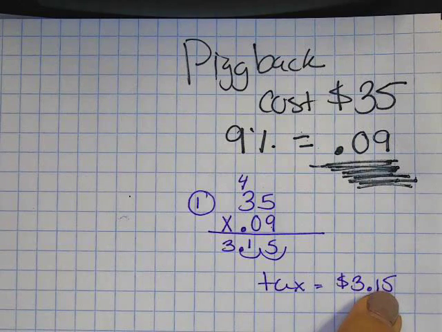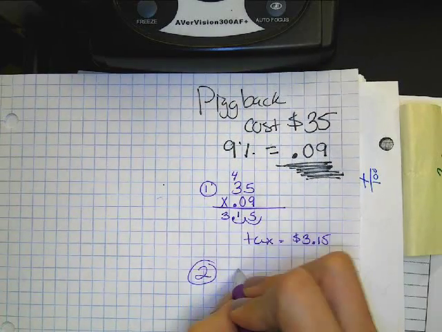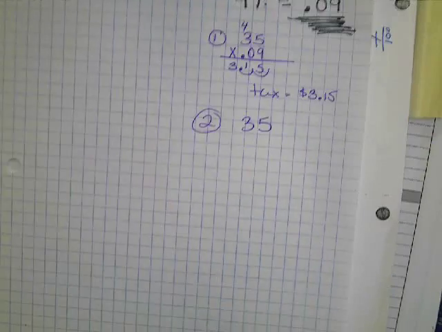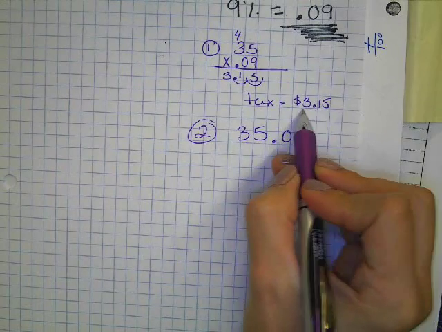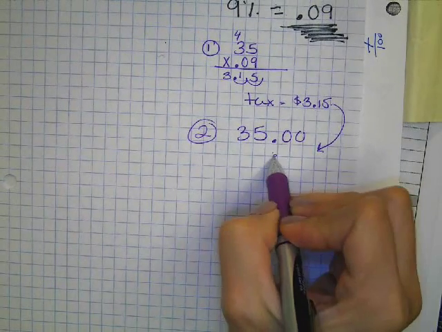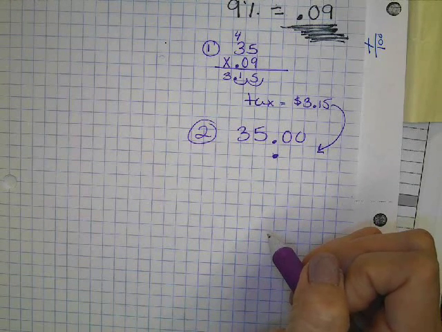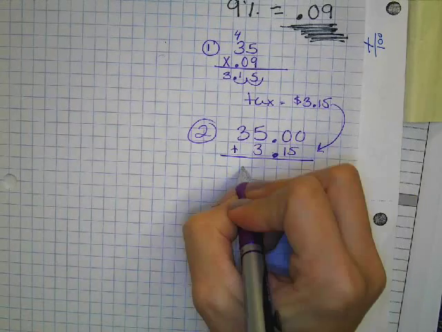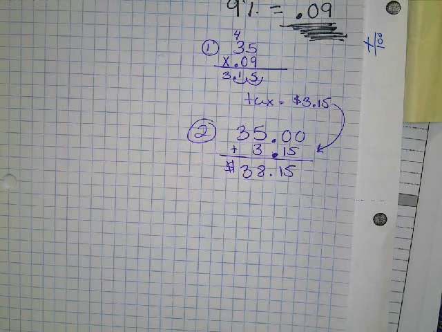$3.15. Is that less than $35? Yeah, so you're on the right track, at least in that way. So then what's your second step? 35. Now, here's where we can mess it up. Even though it's really easy, you can mess it up. Where is the decimal on 35? How many zeros should I add? Then you line up this right here, lining up the decimal, just like so. Did we get 38.15? That's your total.